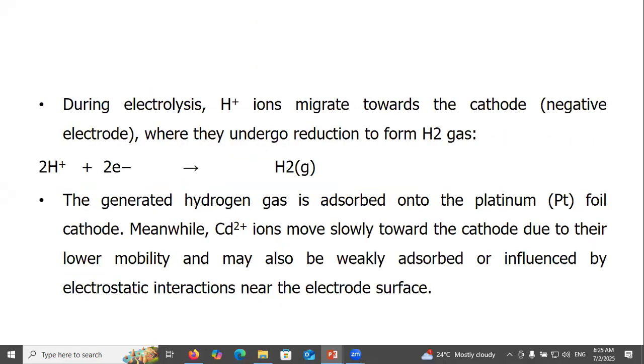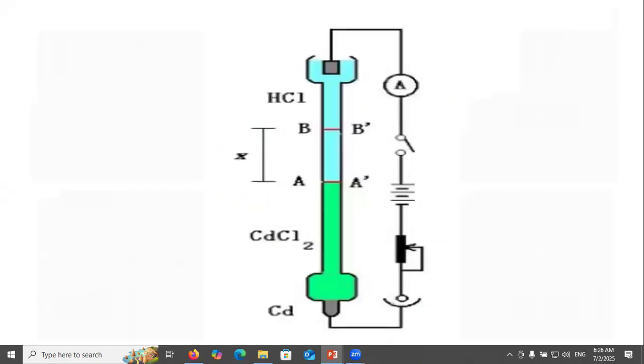During electrolysis, H plus ions migrate towards the cathode, the negative electrode, where they undergo reduction to hydrogen gas. The generated hydrogen gas is adsorbed onto the platinum foil cathode. Meanwhile, the cadmium 2 plus ions move slowly toward the cathode due to their lower mobility and may also be weakly adsorbed or influenced by electrostatic interaction near the electrode surface.